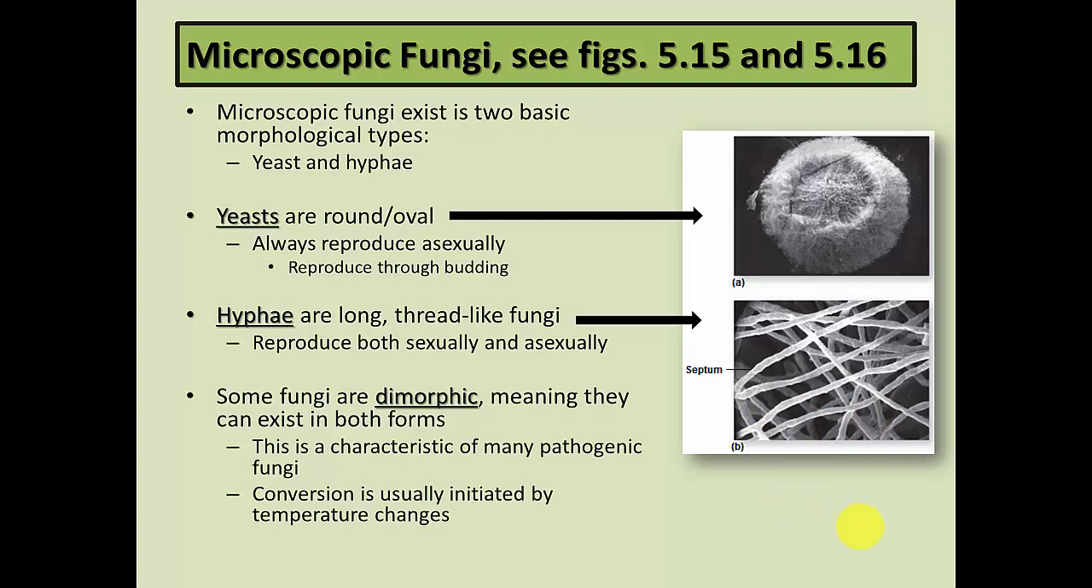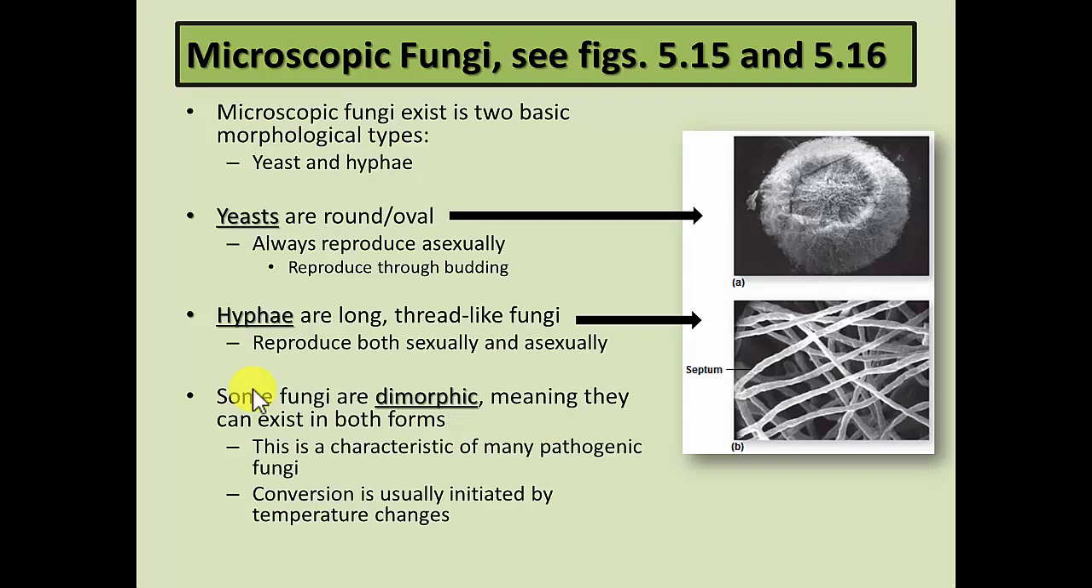Now, while we have two distinct forms, yeast and hyphae, some fungi can actually exist as both, in what we refer to as dimorphic fungi. Dimorphic fungi can exist in either form and can transition back and forth depending on the conditions. Usually temperature is what changes them from one form to the other. One of the things I want you to know is that this is a characteristic of many pathogenic fungi. Often pathogens in the fungi kingdom are more adaptable to different environments.